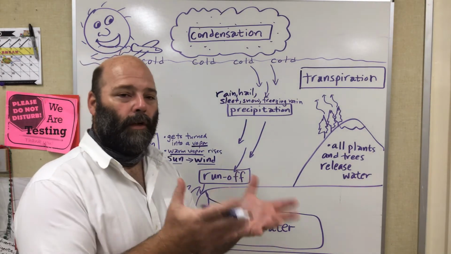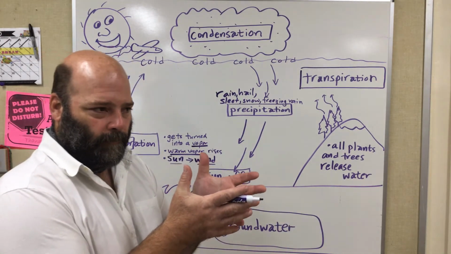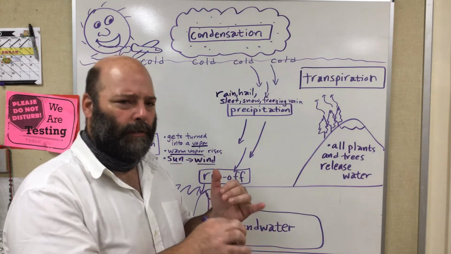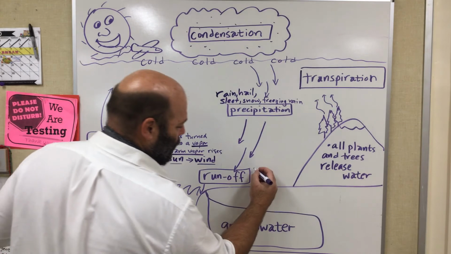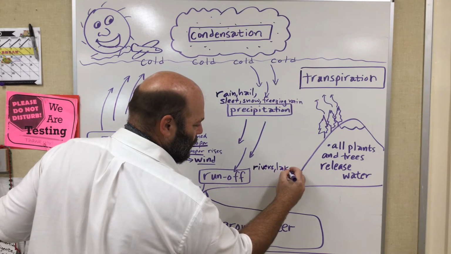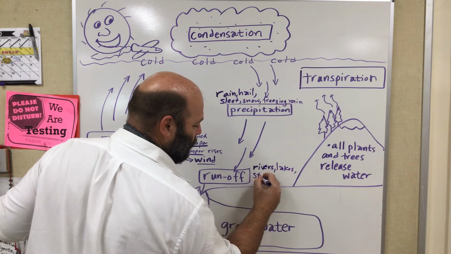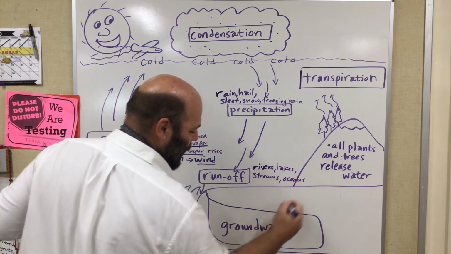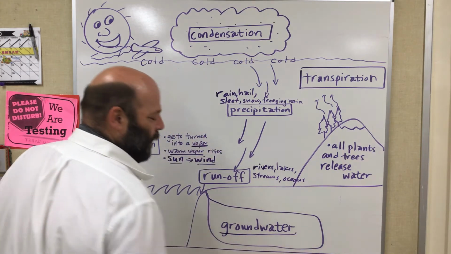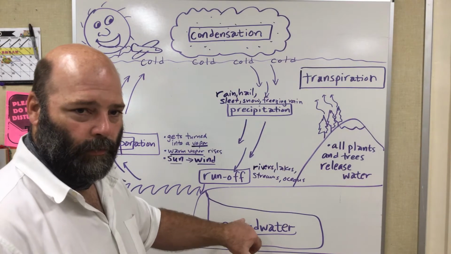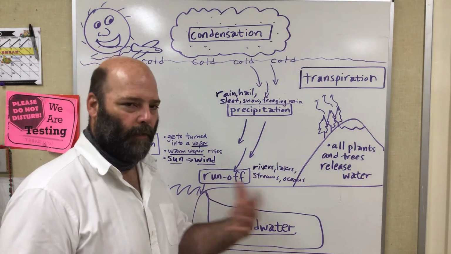And remember that runoff is going to be when water goes to its lowest possible point, generally to another water source. Okay, so you're going to run off into rivers, lakes, streams, oceans, and also underground. Now, groundwater is really a different type of runoff.